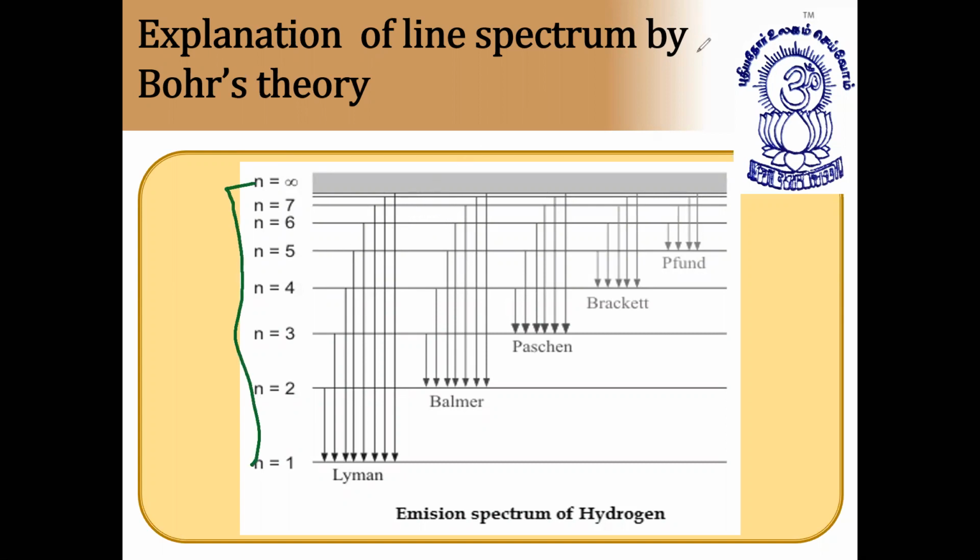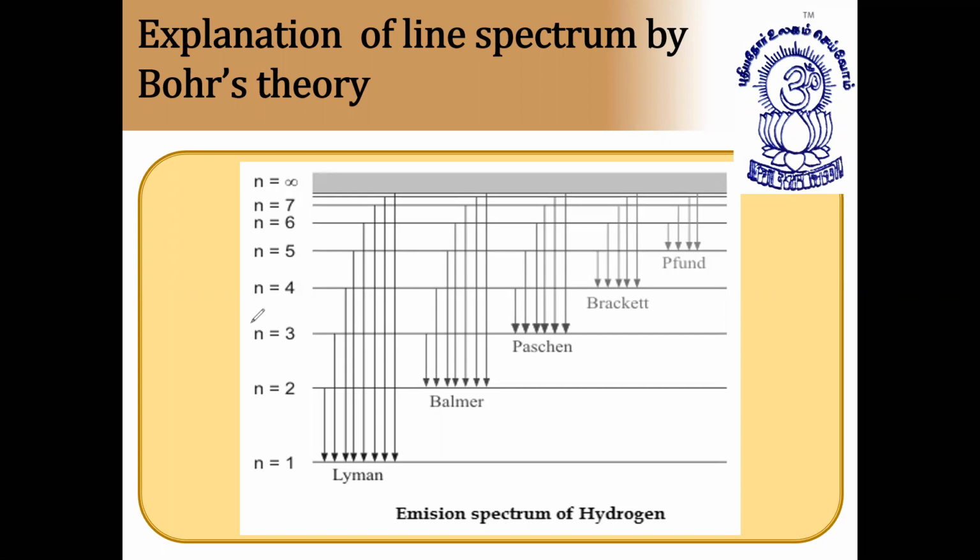Next, if the electron jumps from any of the higher energy orbits, that is n equal to 7 or infinity, to n equal to 2, meaning the landing is n equal to 2, they are called the Balmer series. Similarly, if the electron jumps from any of the higher energy orbits to n equal to 3, it is called the Paschen series, then the Brackett series and the Pfund series. So these are the emission spectra of the hydrogen atom explained by Bohr's theory.